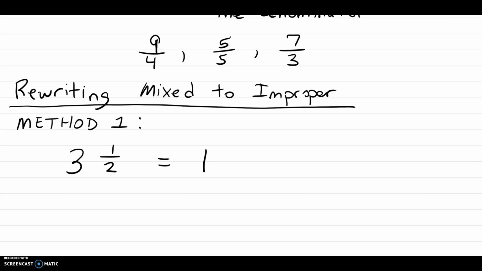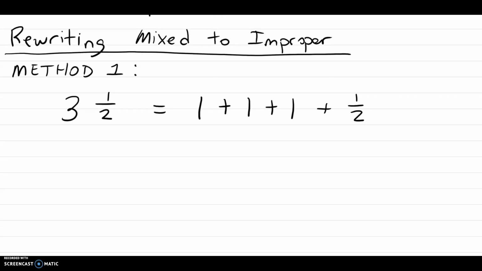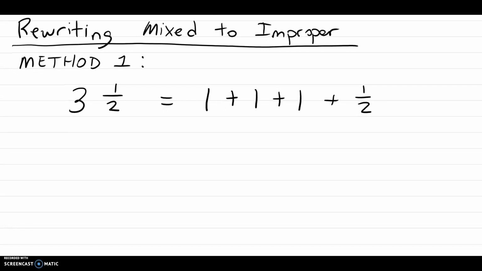3 we can rewrite as 3 wholes. So 3 separated into 3 wholes would be 1 plus 1 plus 1, right? Because that makes up 3. And then plus 1/2. So this is the same representation of this mixed number using whole numbers. I can then rewrite these so they all have the same denominator, because 1 we can rewrite as 2/2, right? Because 2 divided by 2 is 1.